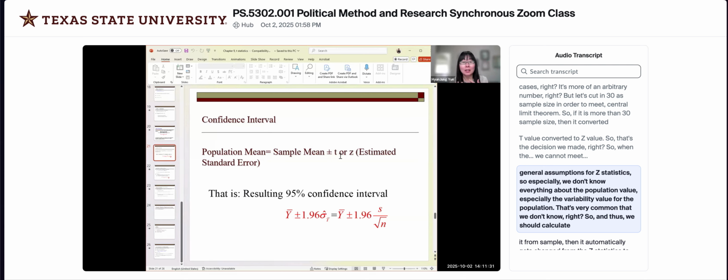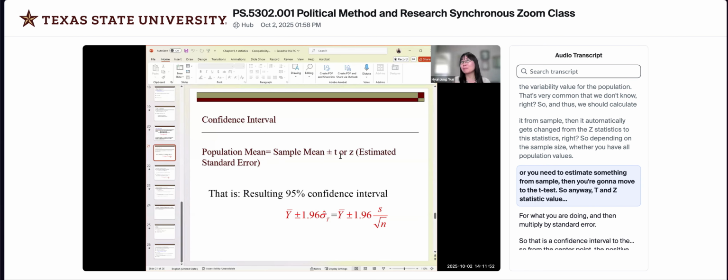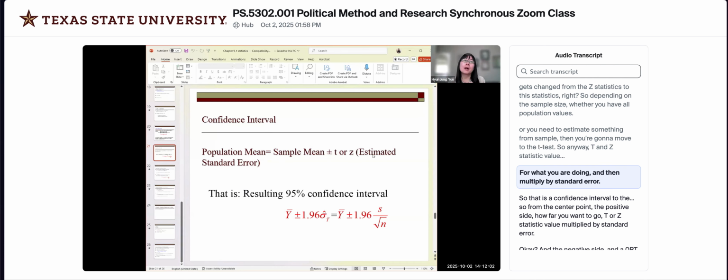That's very common that we don't know, right? So, and thus we should calculate it from the sample. Then it automatically gets changed from the z statistics to t statistics, right? So depending on the sample size, whether you have all population values or you need to estimate something from the sample, then you're gonna move to the t-test. So anyway, use the t or z statistic value for what you are doing, and then multiply by standard error.